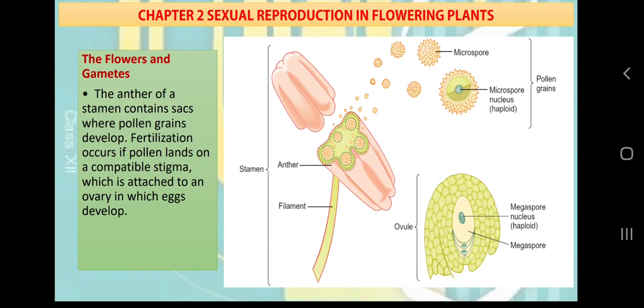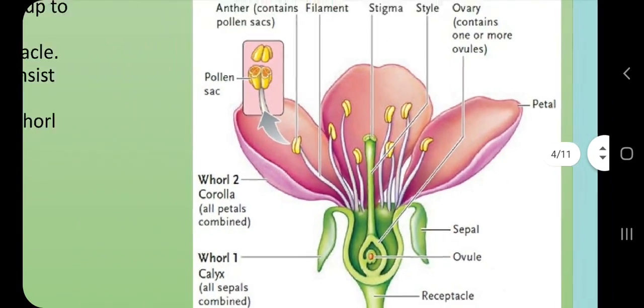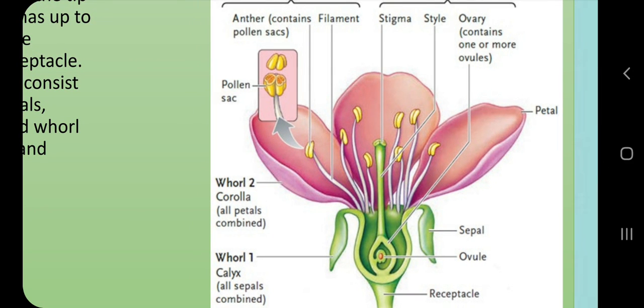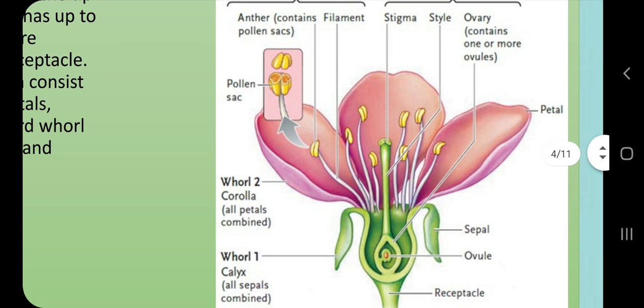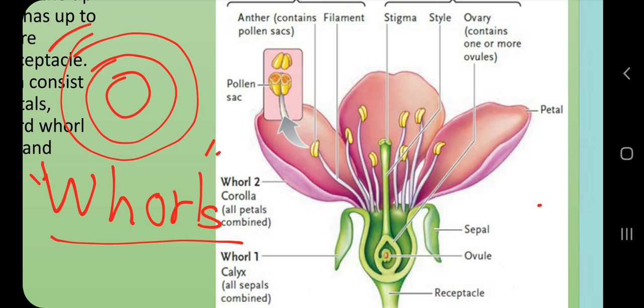The flowers and the gametes. As we all know, a flower has male reproductive structures and female reproductive structures and other structures which help in reproduction. These structures we can find in a flower in circles or whorls. These things we have learned in plant morphology in class 11th. I am repeating this, whorls. Whorls means those circles. And we also learned floral diagrams when we studied plant morphology.